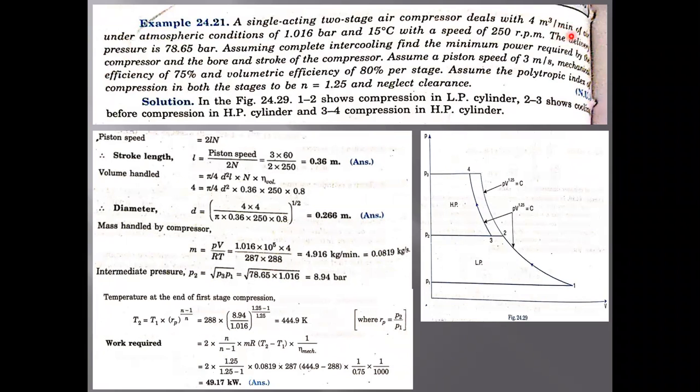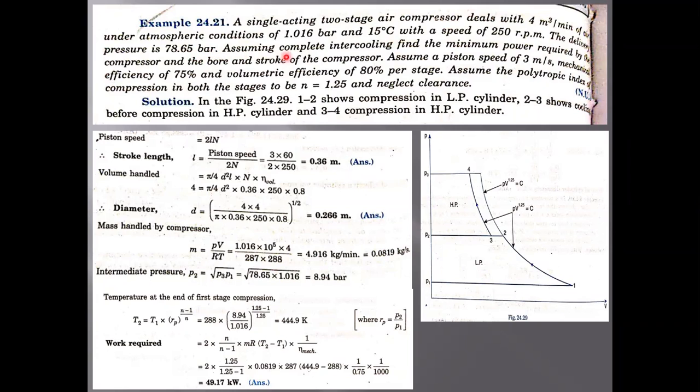That means this is the M value, given under atmospheric conditions of 1.016 bar. Since he has given atmospheric conditions, we already know there is another formula to find out volumetric efficiency, or else we can use the values which he has given. So 1.016 bar and 15 degrees centigrade, with a speed of 250 rpm, and he has given the delivery pressure as 78.65 bar. That means P3, the delivery pressure, has been given.